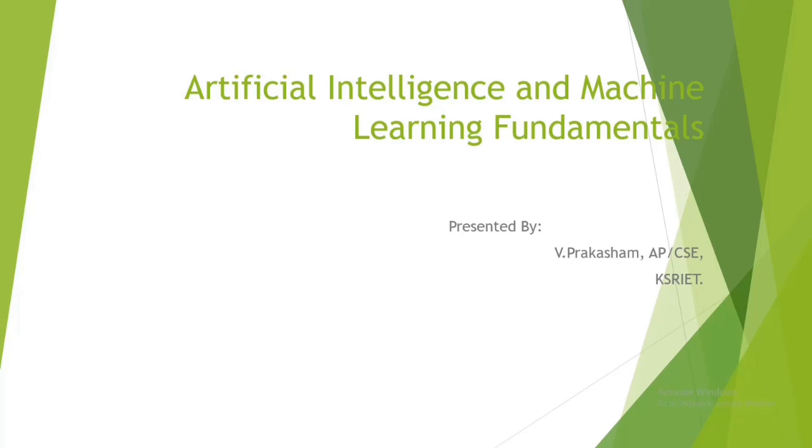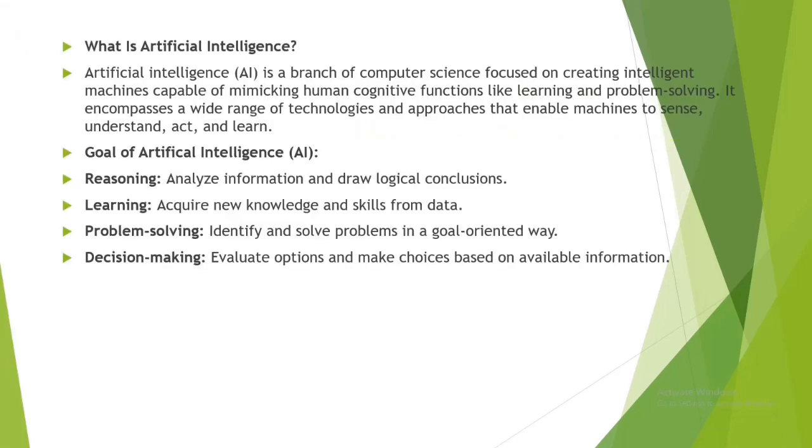Now I'm going to explain the concept about artificial intelligence and machine learning fundamentals. So, first, what is artificial intelligence? Artificial intelligence is a branch of computer science focused on creating intelligent machines capable of mimicking human functions like learning and problem solving. It encompasses a wide range of technologies and it enables machines to sense, understand, act, and learn.